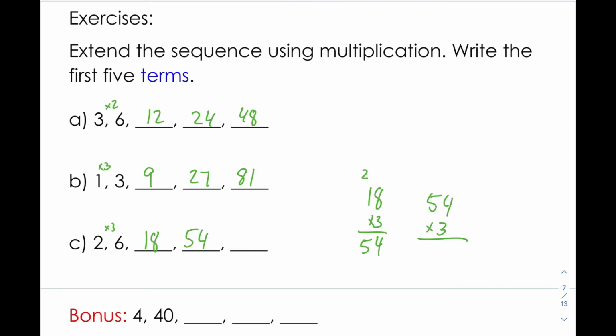Here's a quick simple way. I know 3 times 5 is 15, so 3 times 50 is 150. 3 times 4 is 12. And if I add the 2 together, I get 162. And for the bonus, we're multiplying by 10. So this one's actually not too hard. We're adding an extra 0 each time. 400, 4,000, and 40,000.